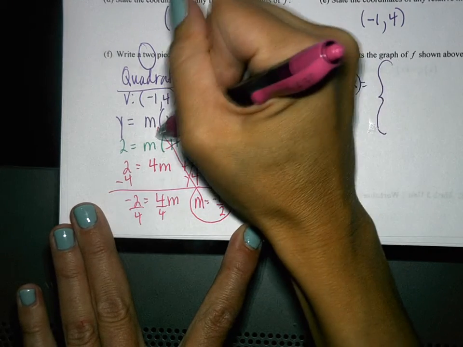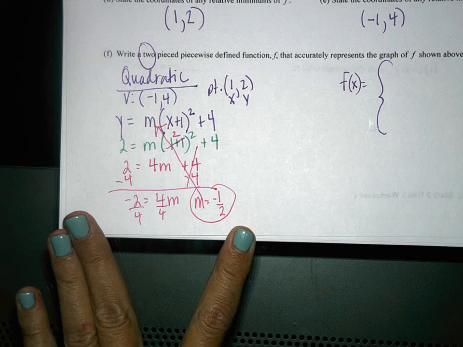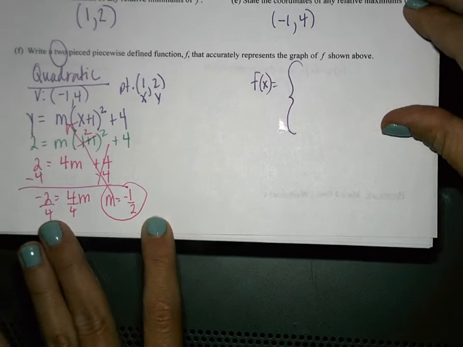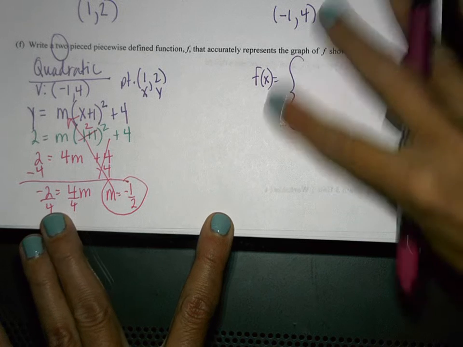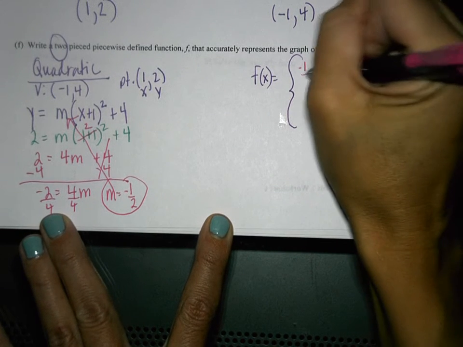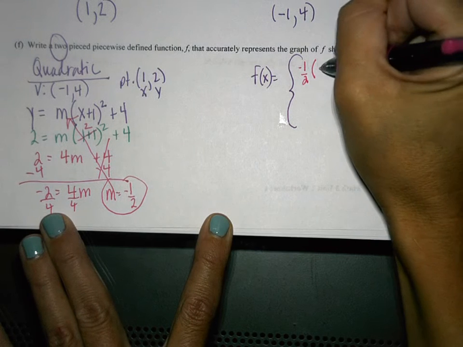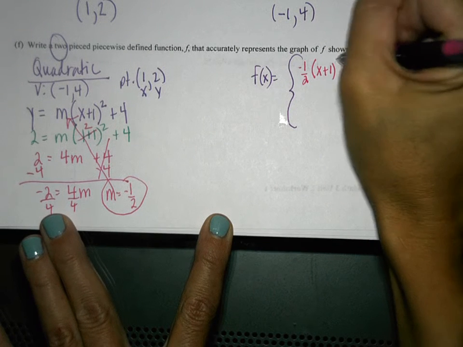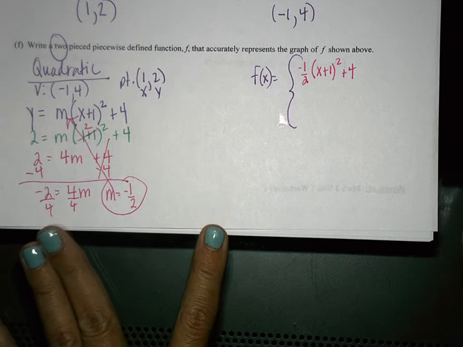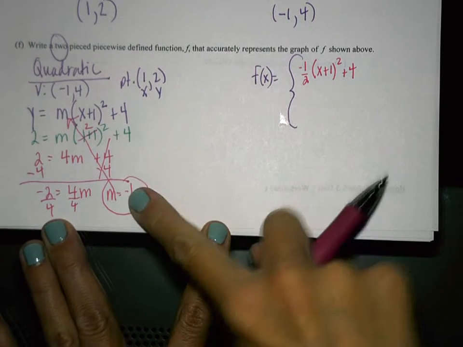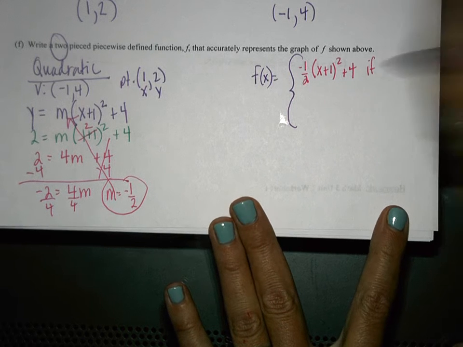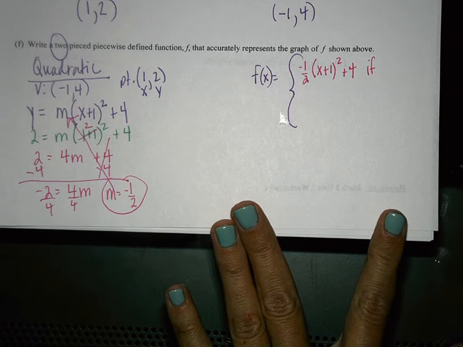So now that I have this information, I know that's going to go into my slope. And so I'm just going to write my equation over here. So how will I end up writing it? Good. Negative 1/2 times (x plus 1) squared plus 4. So we just took all this information, including my m value, and then this will be if, and what am I going to write?